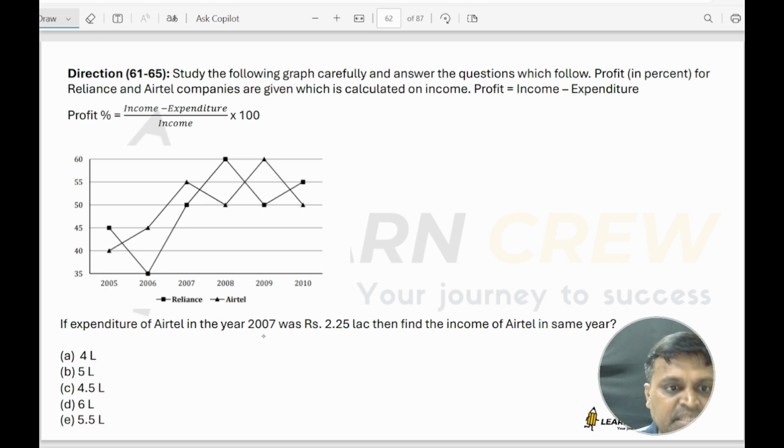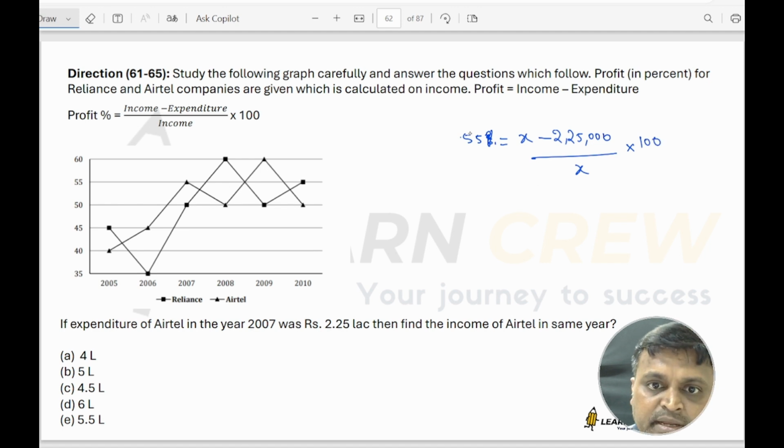In the year 2007, what is the profit percentage of Airtel? It is 55. So 55 percentage is equal to income, which I don't know, I will find out. 55 is equal to x minus expenditure, which is 2,25,000, already given, divided by x, into 100.